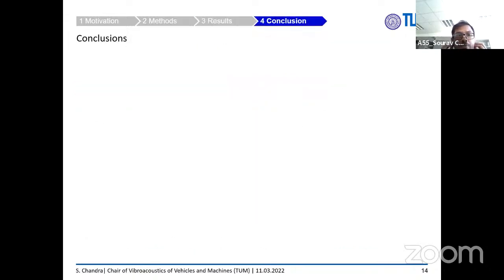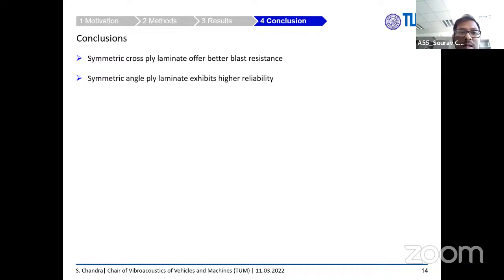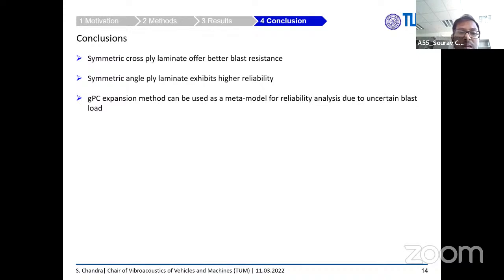So we have discussed the methodology here. We use the finite element formulation and the first ply failure load for composite plates to analyze the blast failure parameters and also conduct the reliability assessment. Here we have found some salient conclusions: symmetric cross ply laminate offers better blast resistance. However, symmetric angle ply laminate exhibits high reliability, whereas the GPC expansion method we have used here gives a good comparable result when compared with the Monte Carlo simulation.